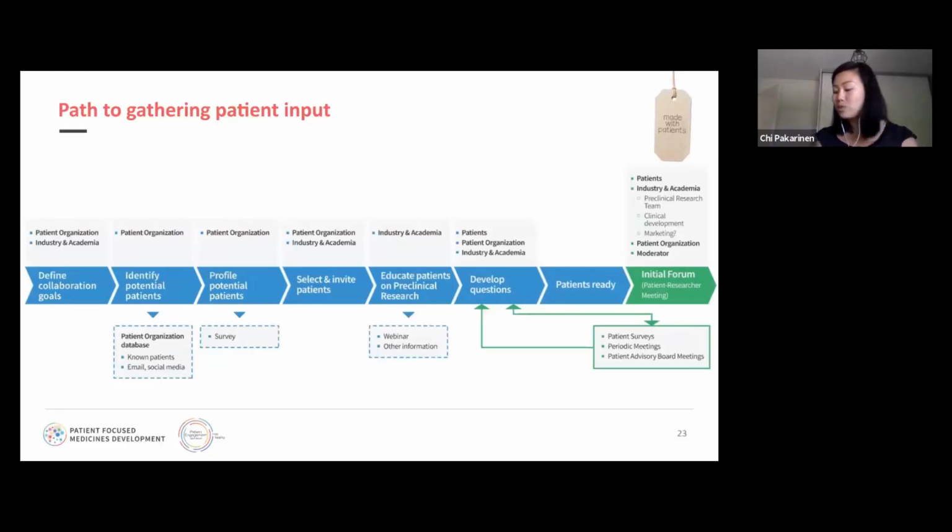It's just one option to show you how we had envisioned the pathway from defining the collaboration goals, from setting up that partnership all the way to the very first forum, which we now call the initial forum, but that's up for voting as well if that name is not sitting in your mouth really well. It's basically a very first meeting where patients and researchers come together to get to know each other, to understand how they could work forward.